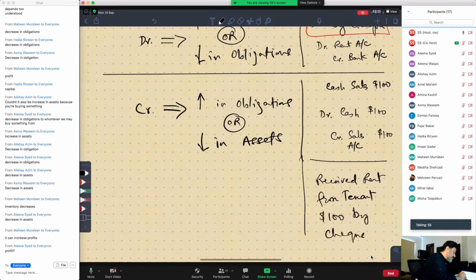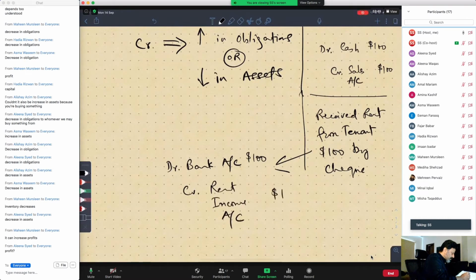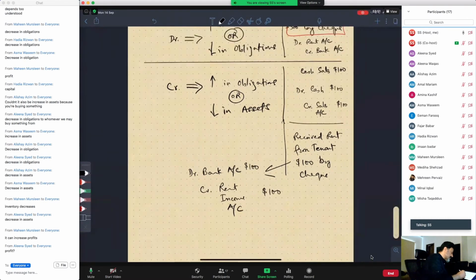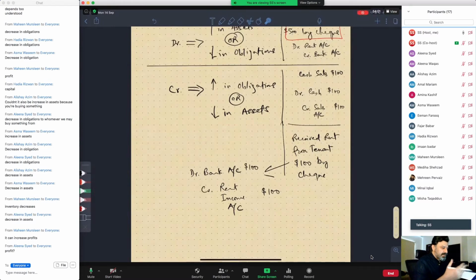So how do we generalize this transaction? The debit part is no problem because bank account is going to go up by $100, right? Bank account being an asset is increasing. So that is going to take the debit, and the credit will go to the rent income account. That is your income. So how do we justify rent income account here? The credit to the rent income account, because it is increasing your obligation called profit, and there is no decrease in assets logic applying to this.